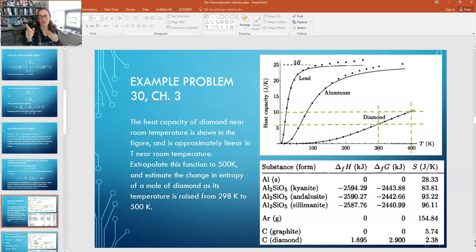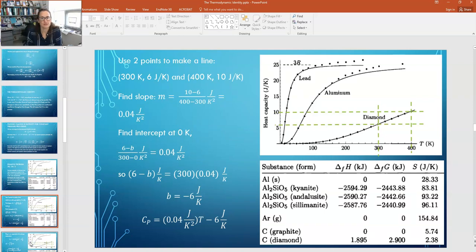Okay, so what we've got plotted here is the molar heat capacity of diamond. So this is all measured for 1 mole of diamond. So if I extrapolate a line from this, we won't have to worry about the 1 mole part because it's already 1 mole. Okay? Here we go.